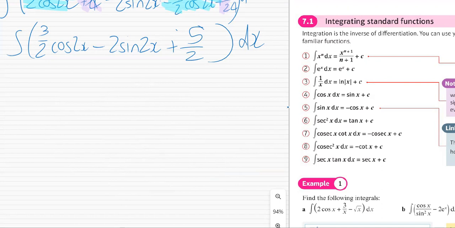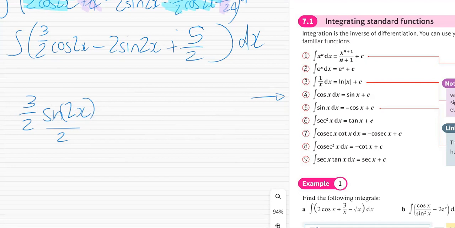So 3/2 cos 2x integrates to 3/2. So using this one, cos changes to sine. So sine 2x, but remember that we're integrating, so it's divided by 2. You divide by this value, which is the first derivative of the function inside the function. So the first derivative of 2x is 2.